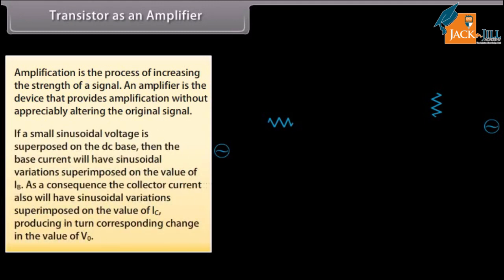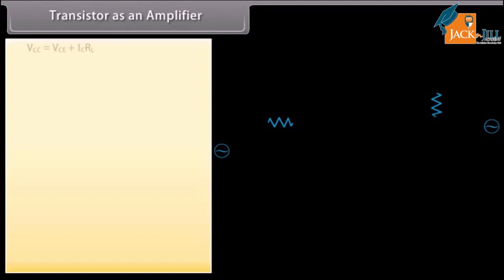If a small sinusoidal voltage is superposed on the DC base voltage, then the base current will have sinusoidal variations superimposed on the value of IB. As a consequence, the collector current also will have sinusoidal variations superimposed on the value of IC, producing in turn a corresponding change in the value of V0. VCC is equal to VCE plus ICRL.